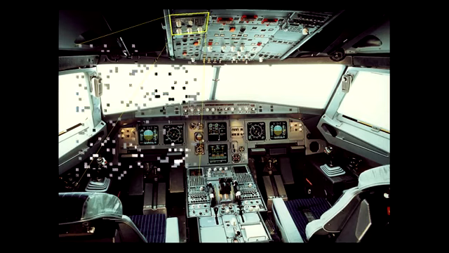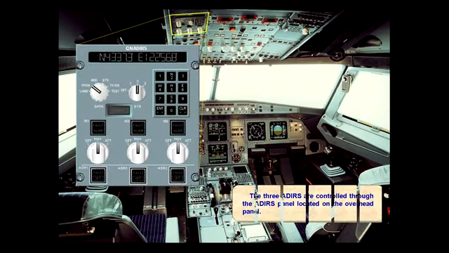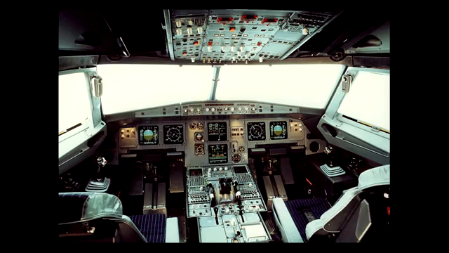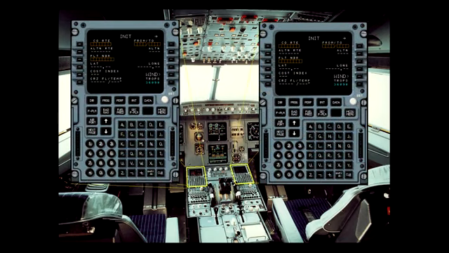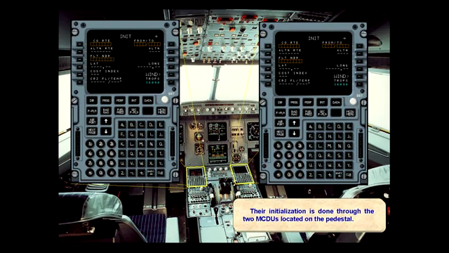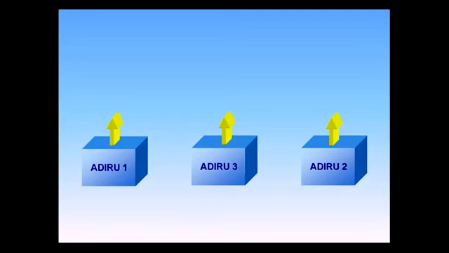The 3 ADIRS are controlled through the ADIRS panel, located on the overhead panel. Their initialization is done through the 2 MCDUs located on the pedestal. Independent data is supplied by each ADIRS.